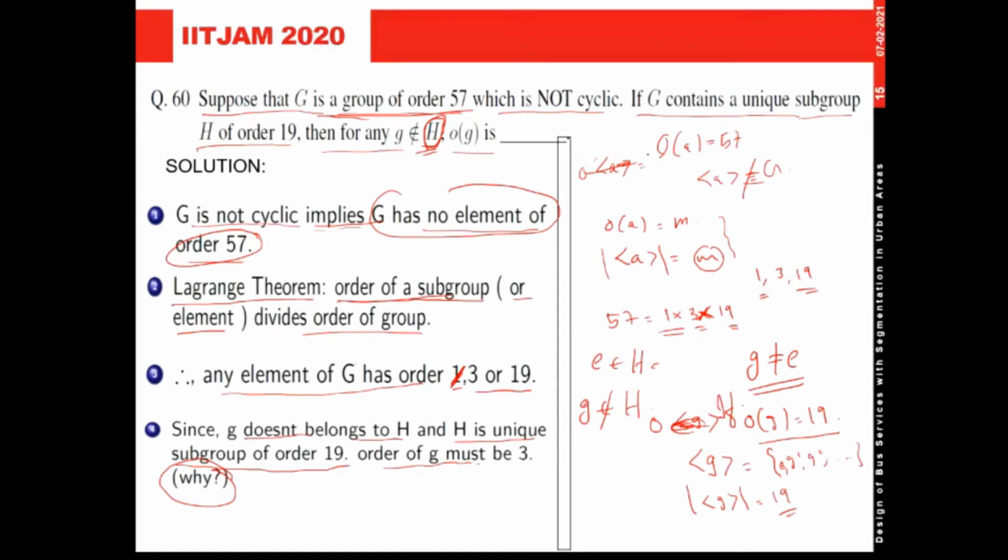Then that is a contradiction to the fact that H is the unique subgroup of order 19. So the order of G may not be equal to 19. So the only possibility is that the order of G is equal to 3. So that is the answer.